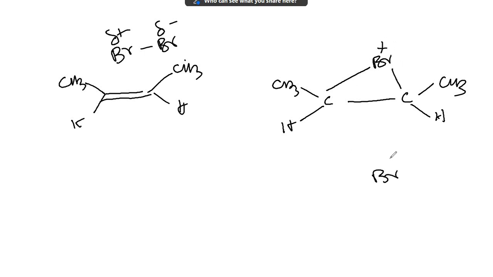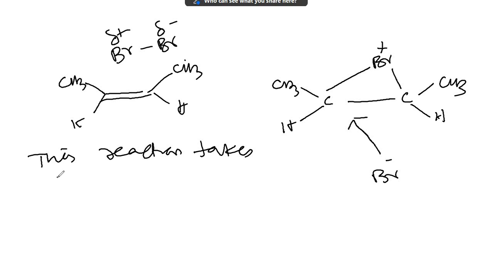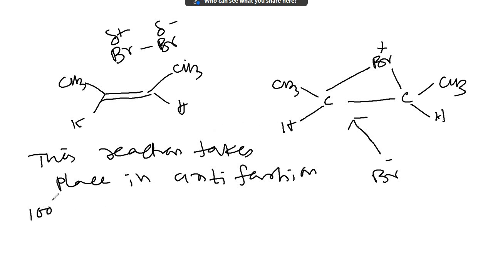Now Br minus can approach either this carbon or that carbon. This reaction takes place in anti fashion. And it is 100% stereoselective because cis gives only DL mixture and trans gives meso. I am explaining the mechanism to you, and it is 100% stereoselective.